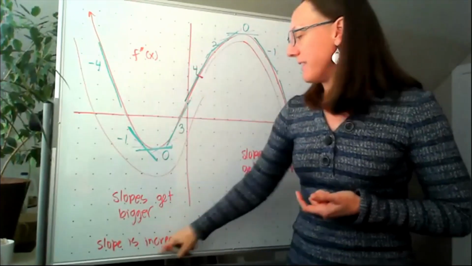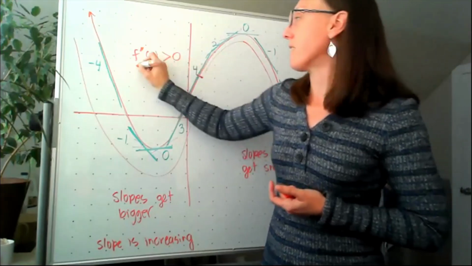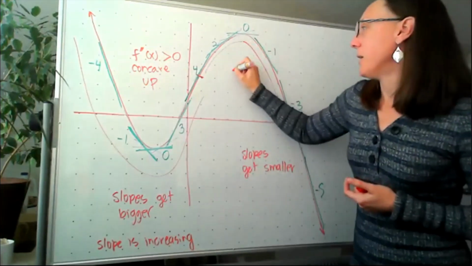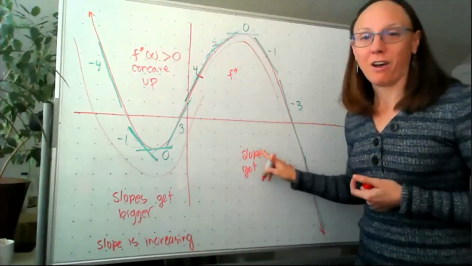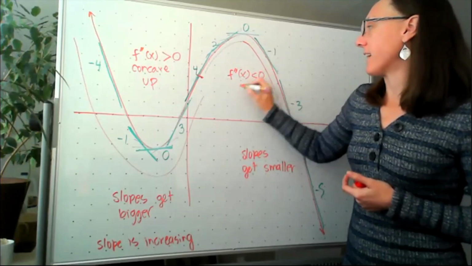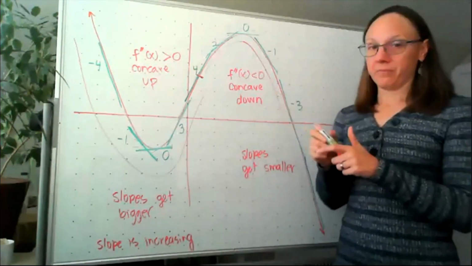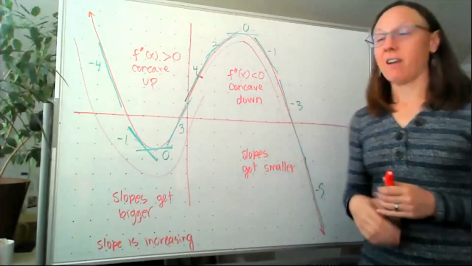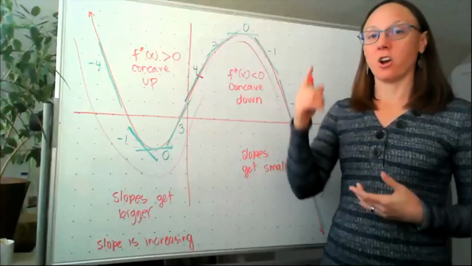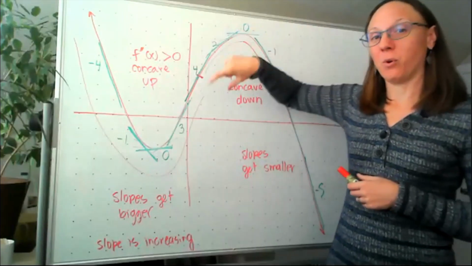In this region, if it's increasing, my second derivative was positive. My second derivative being positive means we are concave up. Now over here, my second derivative, my slope of my slope, since it's getting smaller, my second derivative is negative. We say that that's concave down. So we're going to use that idea of looking at the second derivative of a function to give us more information about the graph. Not just are we going up or going down, but what does the curvature of the graph look like? Is it curved up or curved down?